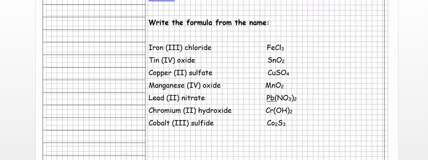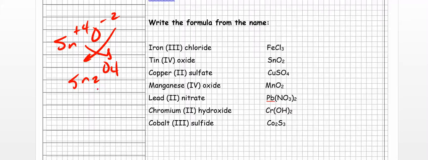Let's take a look at another one. Okay, tin 4 oxide. Now this is a little bit trickier. Tin, I'm told, has a charge of +4, but oxygen has a charge of -2. Now when I do the switch, here's what I get. I get SnO, Sn2O4. But remember, I have to reduce these, right? This is an ionic compound. I have to reduce these. So I get SnO2, right? I divided both by 2. So SnO2, not Sn2O4. Remember, you do have to reduce these, right? You do have to reduce them.